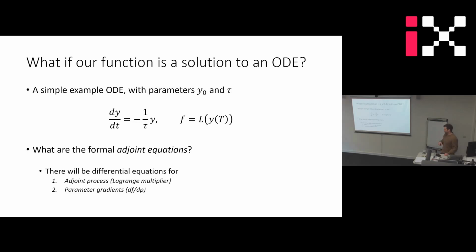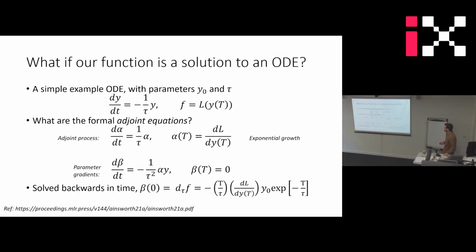They're going to be differential equations themselves. So in order to solve the inverse problem for our differential equation, we're going to have 3 differential equations. So you have to really like differential equations to do this subject. So you've got this one, which describes the forward process. We've got the adjoint process, which tells us how our Lagrange multiplier, the thing that keeps us on the path when we're optimizing, and the parameter gradients, so how f depends on our parameters.